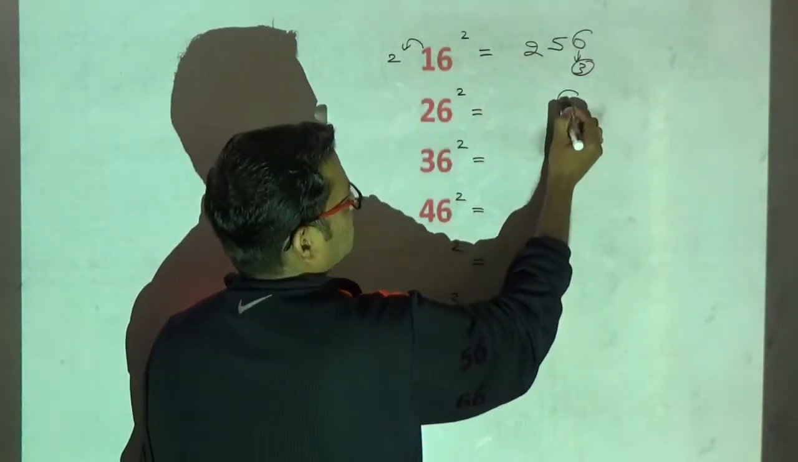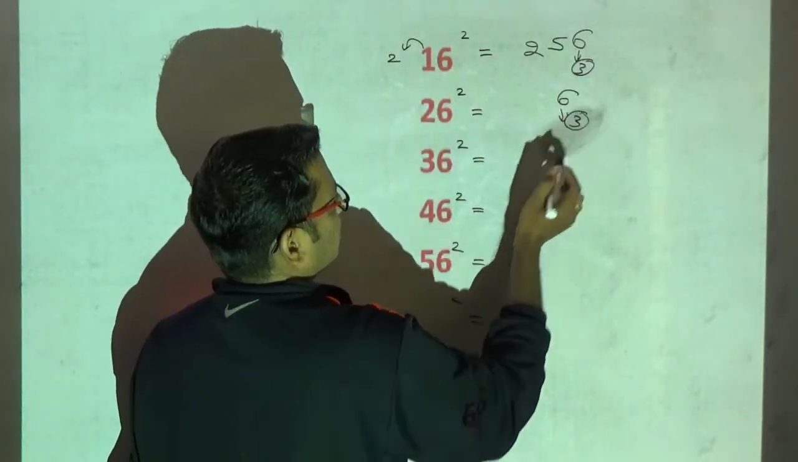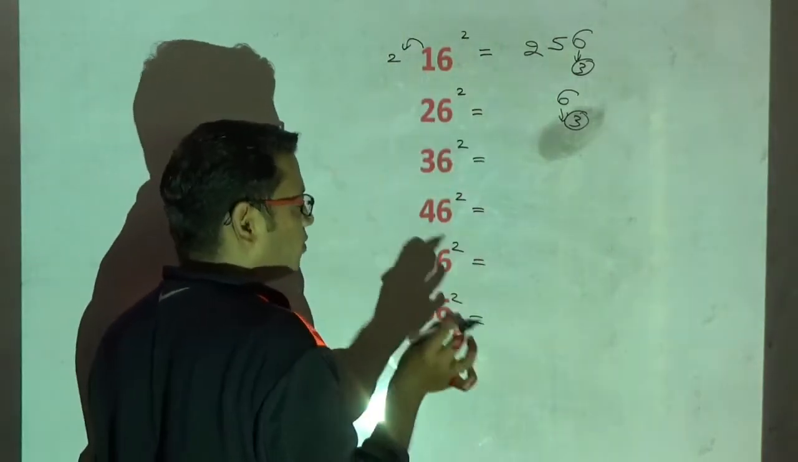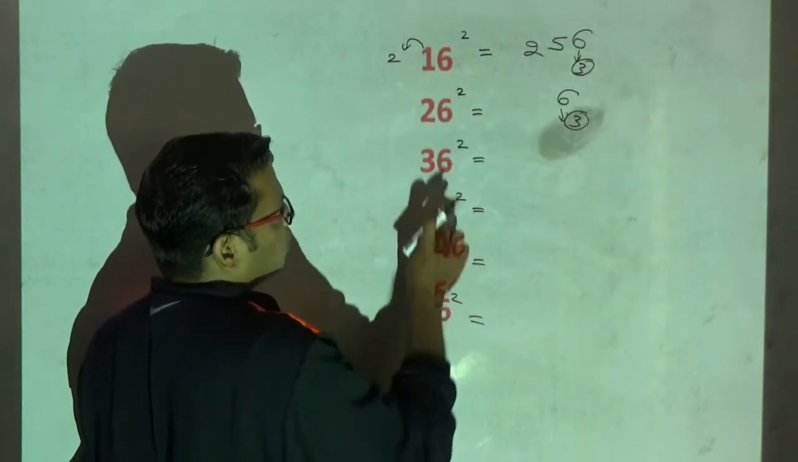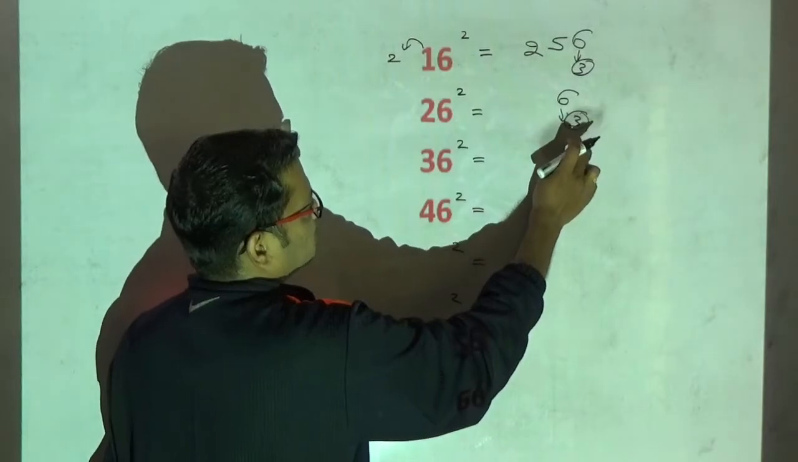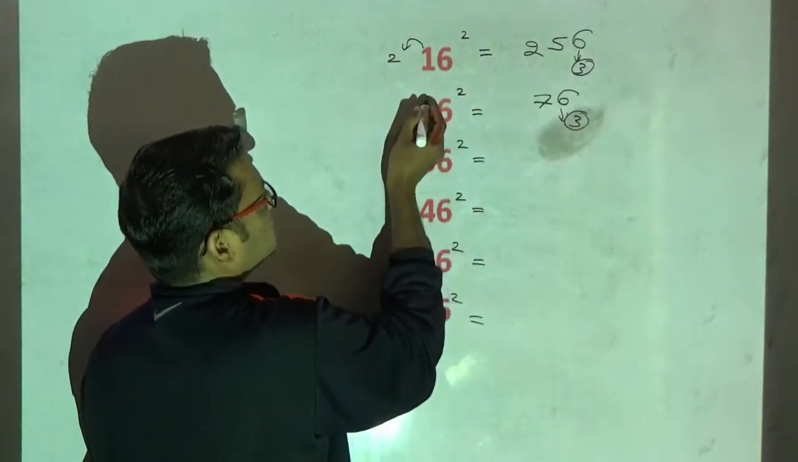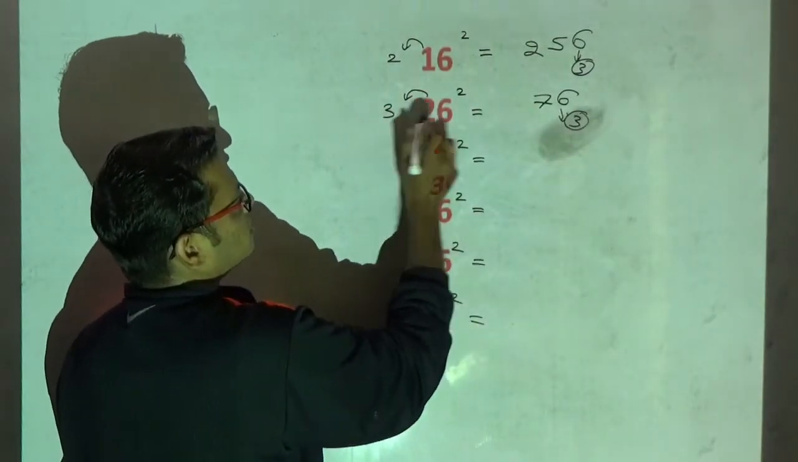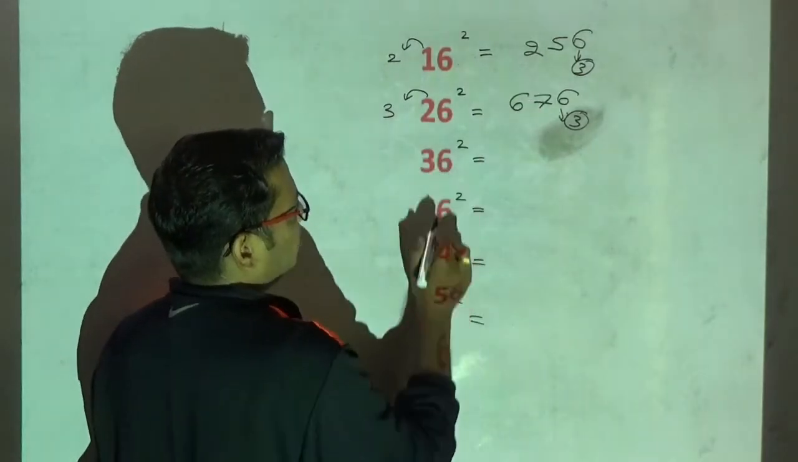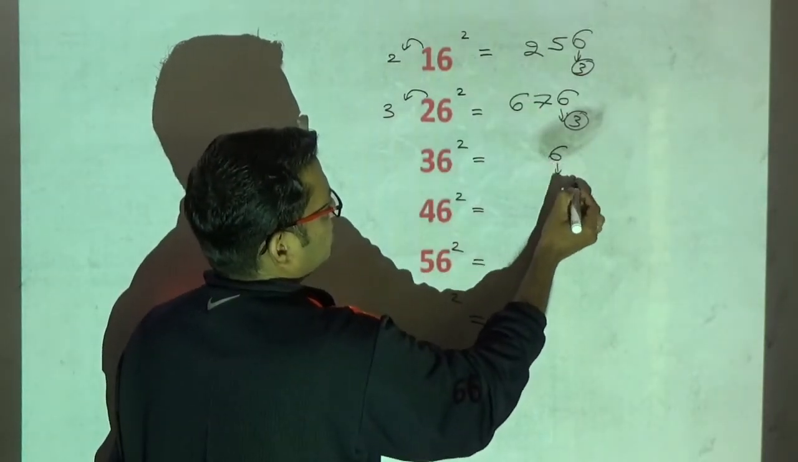Observe the next question now. 6 square 36, carry is 3. Double your 6, it will become 12. What is the unit place in your 12? 2. 2 into 2, 4. 4 plus 3 is 7. What is the next number of 2? 3. 3 2s is what? 6.